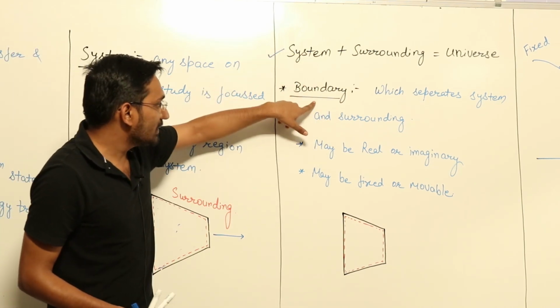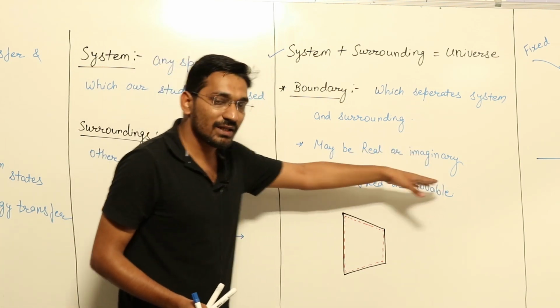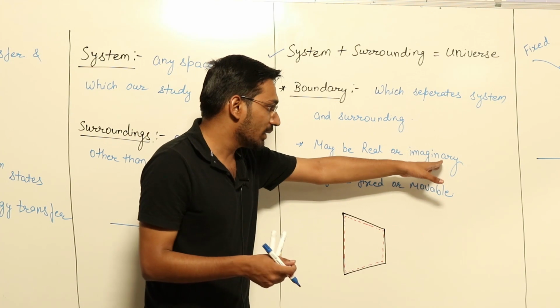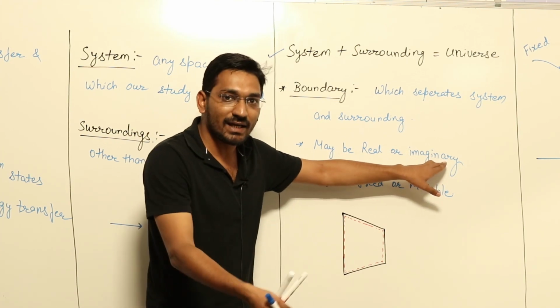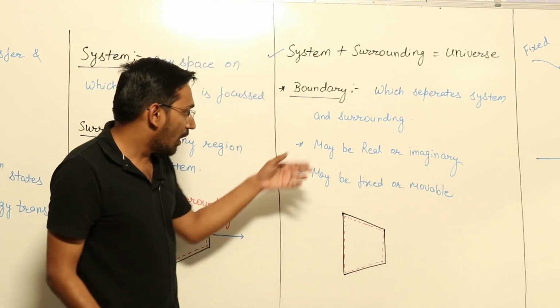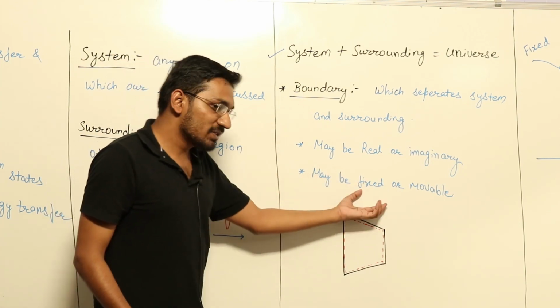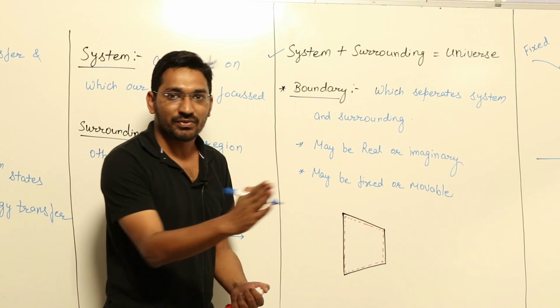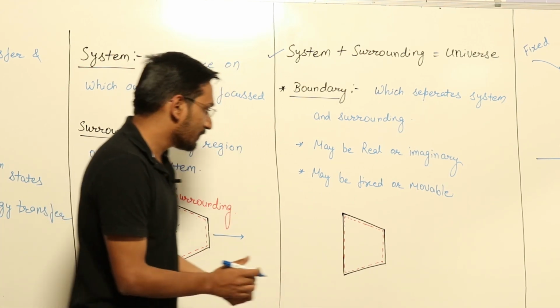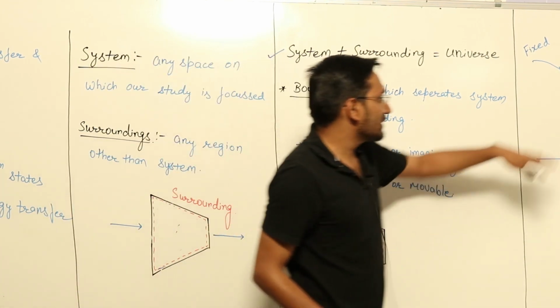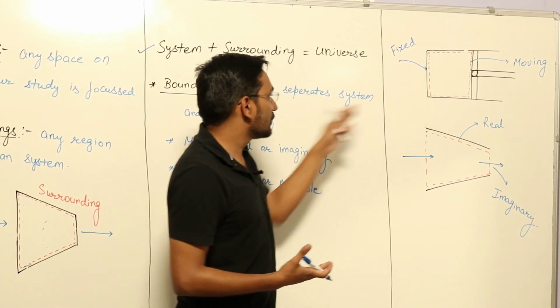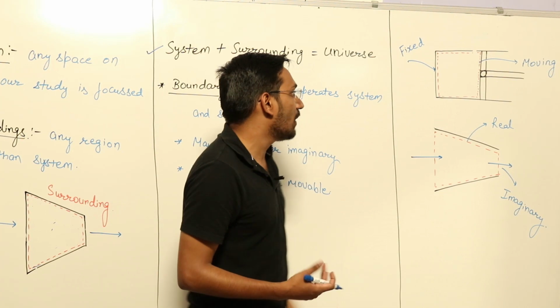These boundaries may be real or imaginary. They may exist in the system or may not exist. You can hypothetically create some boundaries, or these boundaries may be fixed or may be moving. Boundaries may move while the process is going on. Suppose I take a piston cylinder arrangement as an example to show the meaning of fixed and moving boundaries.